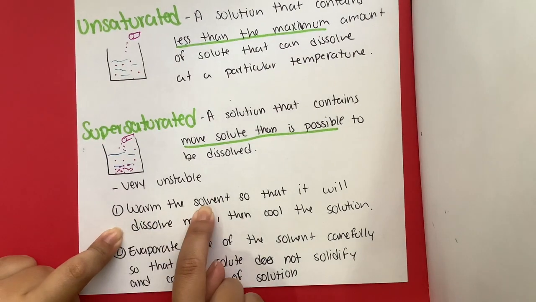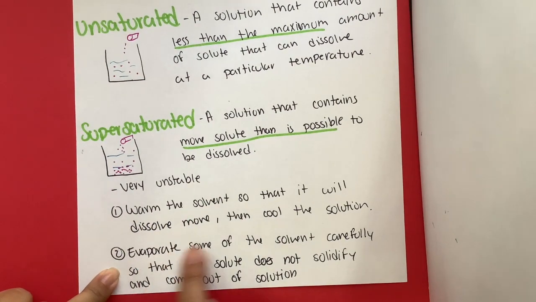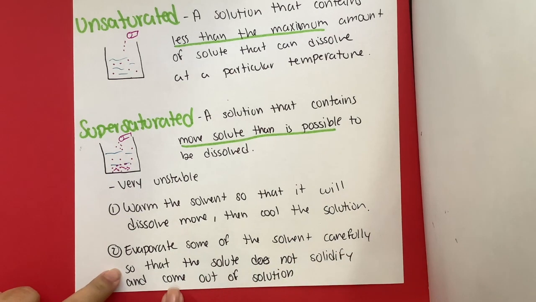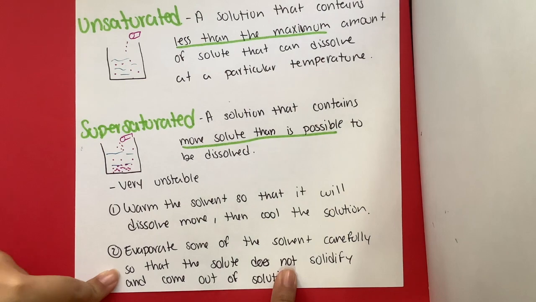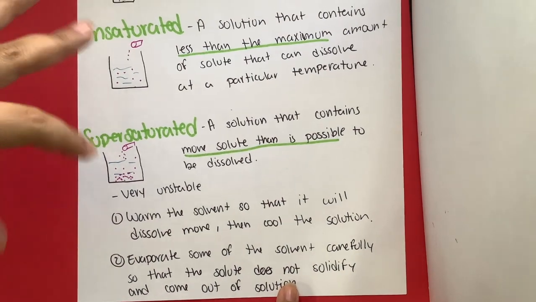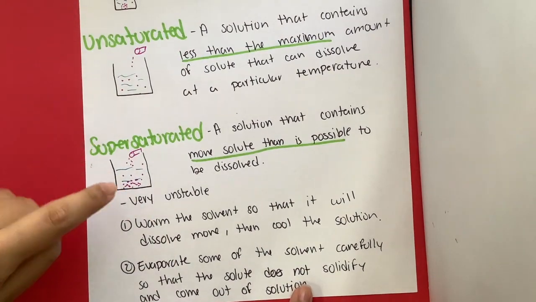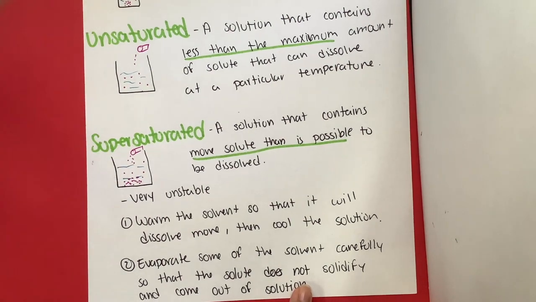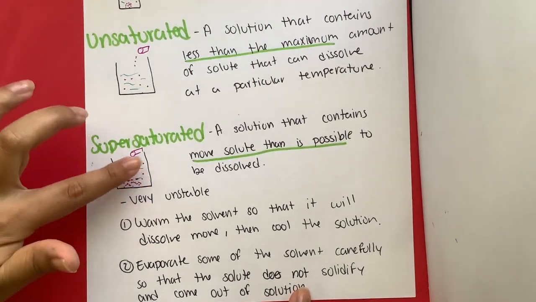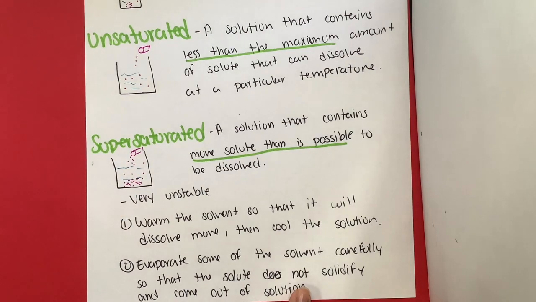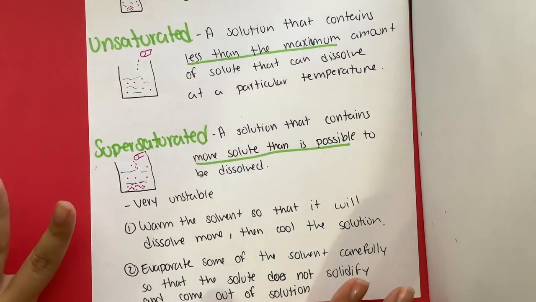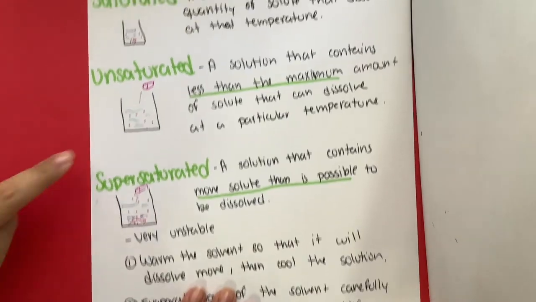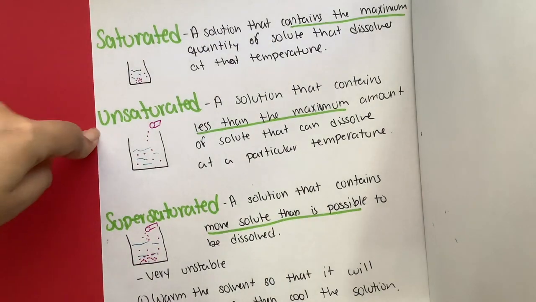I could also evaporate some of the solvent carefully so the solute does not solidify and come out of solution. I could heat it up enough that some of my water evaporates, leaving a higher salt to water ratio. But a supersaturated solution visually looks just like an unsaturated solution.